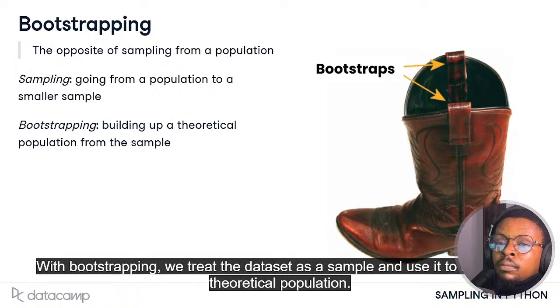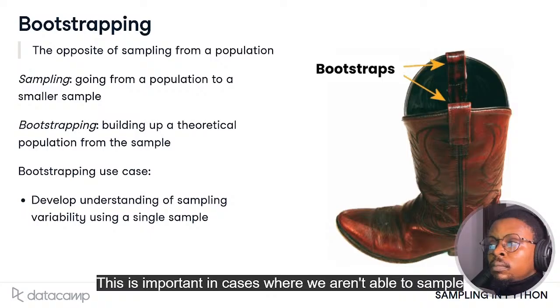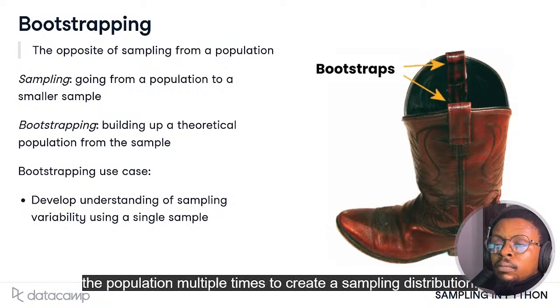With bootstrapping, we treat the dataset as a sample and use it to build up a theoretical population. A use case of bootstrapping is to try to understand the variability due to sampling. This is important in cases where we aren't able to sample the population multiple times to create a sampling distribution.